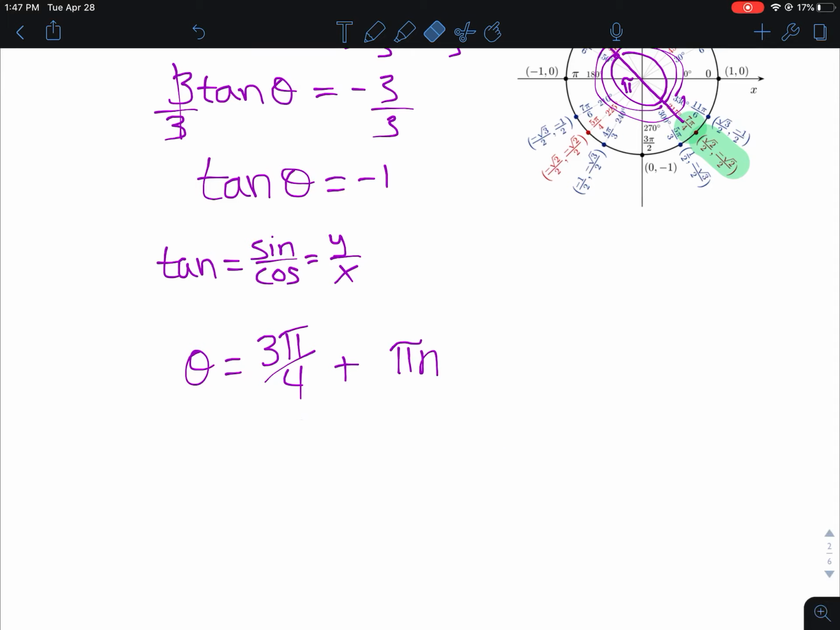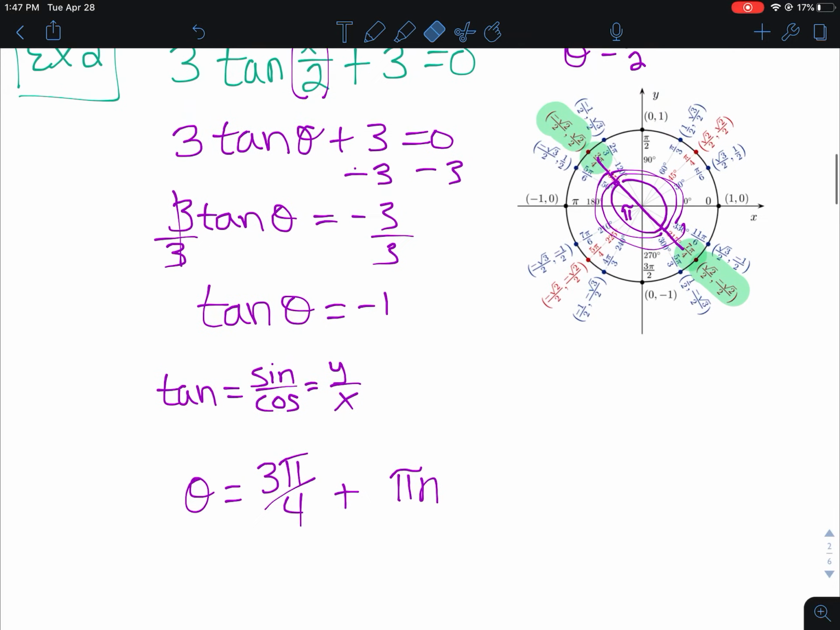Now if you actually had two angles here and you solved them both and added on 2 pi n, that is perfectly fine. You'll get all the values. Some of them will just be redundant, okay? So usually when you're dealing with tangent, you only have to add on pi n instead of 2 pi n.